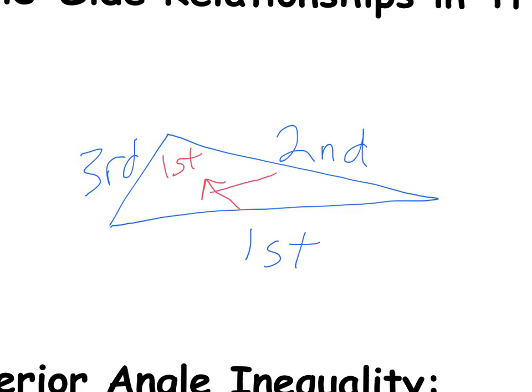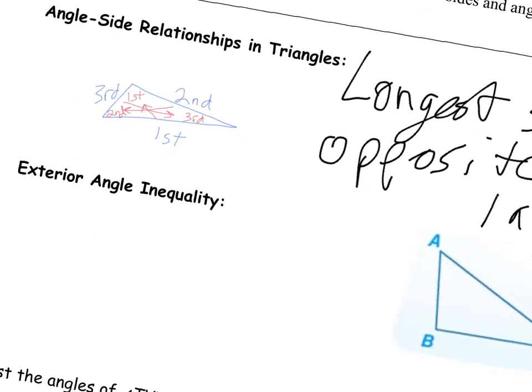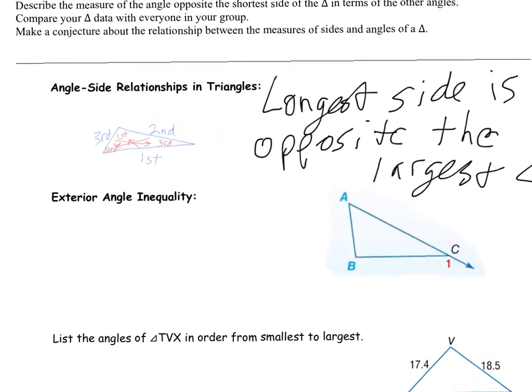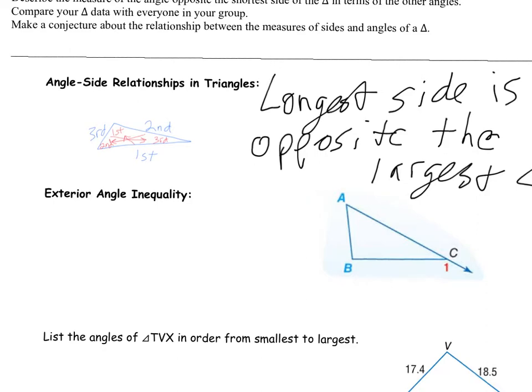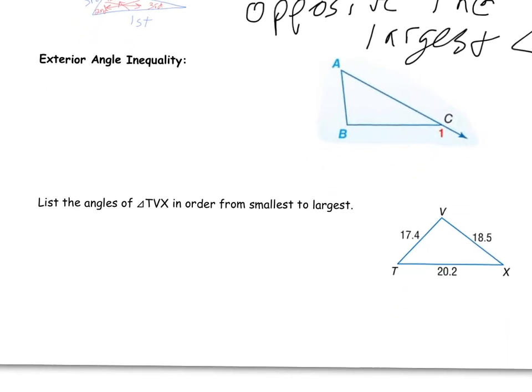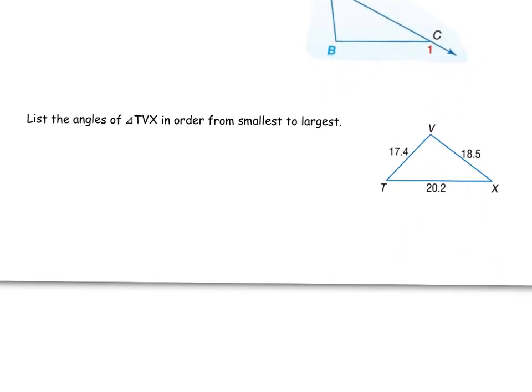The second largest side was opposite the second largest angle. And the third largest side was opposite the third largest angle. Well, basically, the shortest side was opposite the shortest angle. So there we have that. And before we talk about this exterior angle inequality, let's look at an example of that right here.